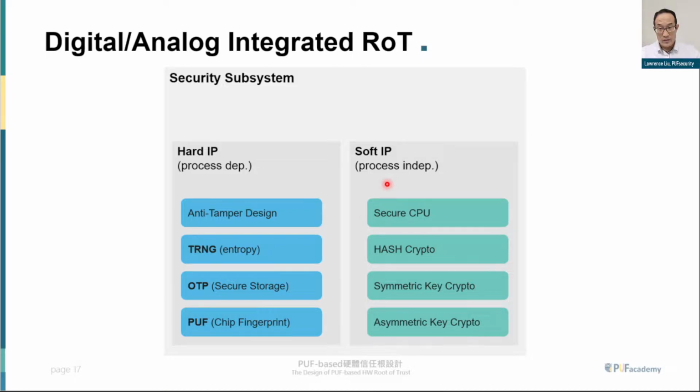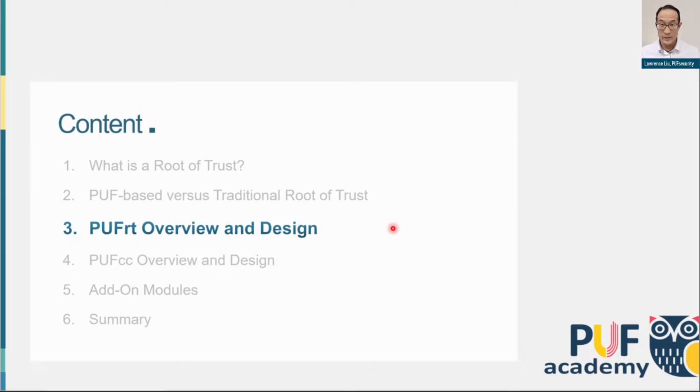The dynamic entropy source is already included in such a PUF-based root of trust inside the analog portion, so there's no need to spend effort creating that or trying to find a source for that. Okay, so now that we've gone over some background information, such as what is a root of trust and also the differences between a traditional and a PUF-based root of trust, we can dive into the two products we are going to introduce today. The first is PUFrt.